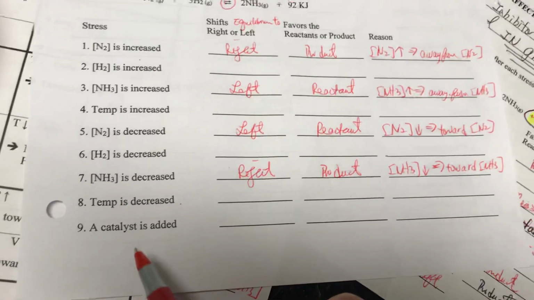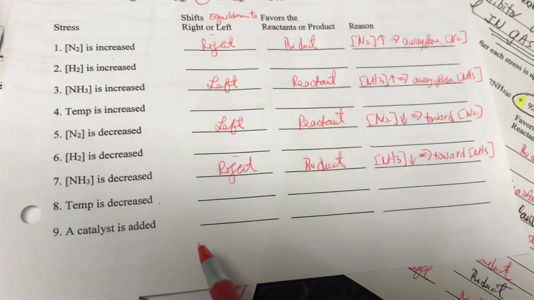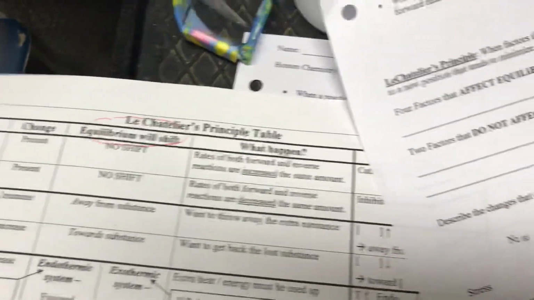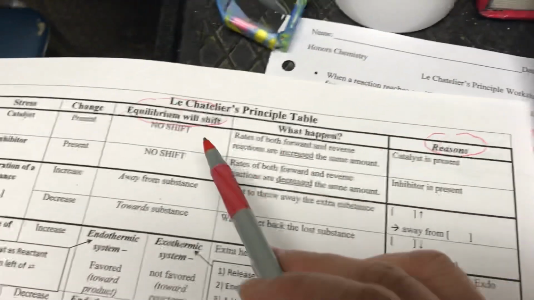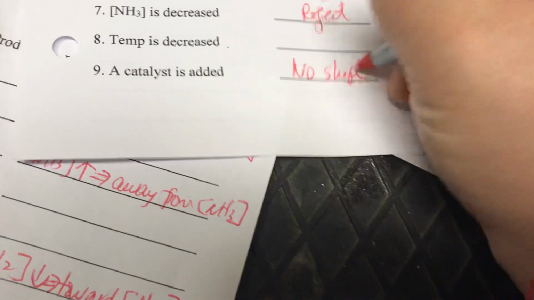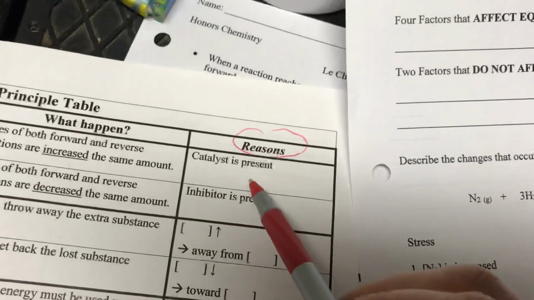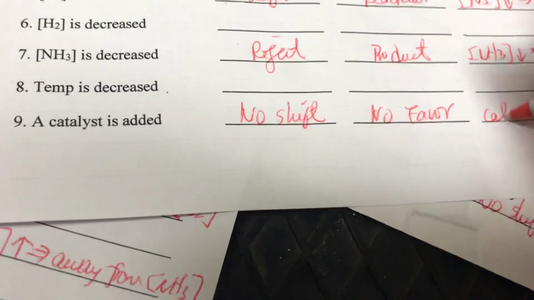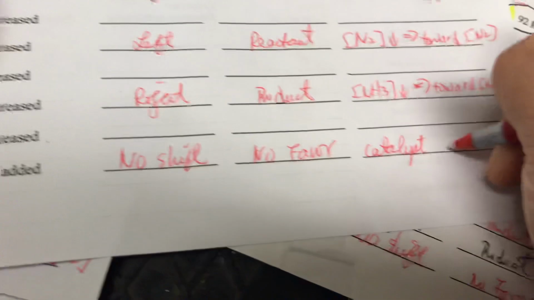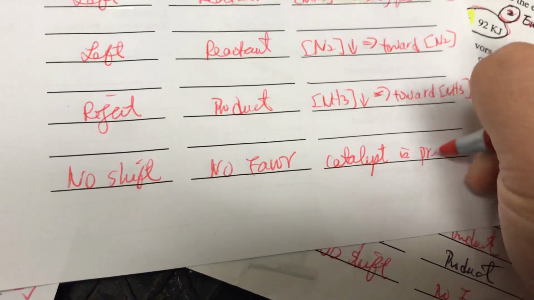Now, number 9 is catalyst is added. So what does it mean by catalyst added? If I add my catalyst, there will be no shift because the catalyst is present. So no shift, no favor. Then you can just write the reason. So catalyst is present. Both the catalyst and the inhibitor are the same thing.